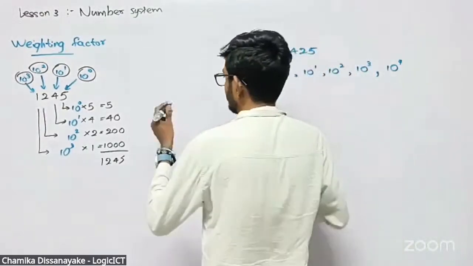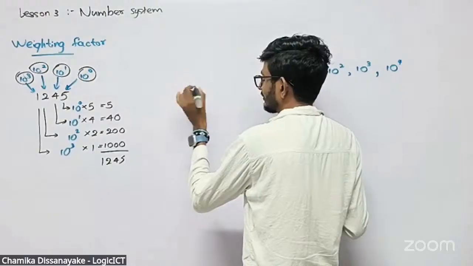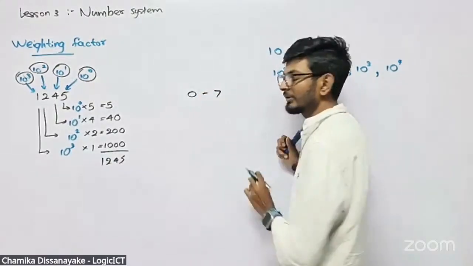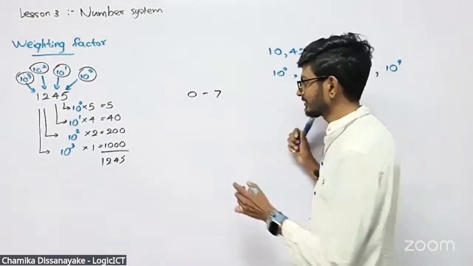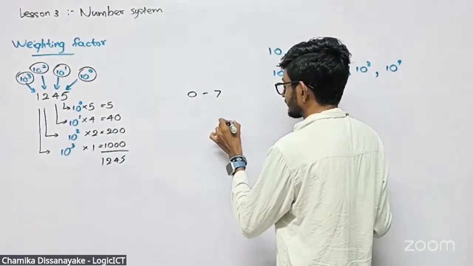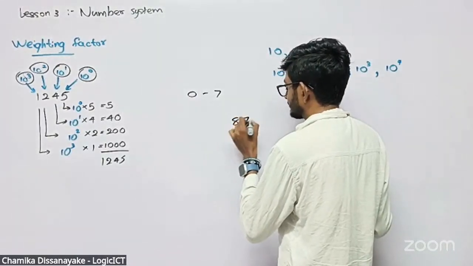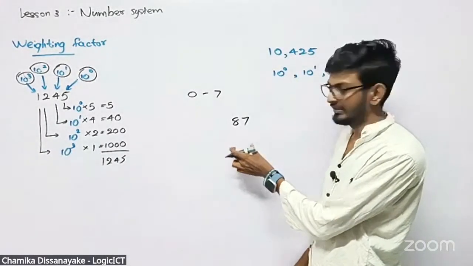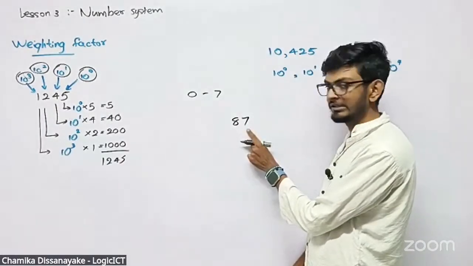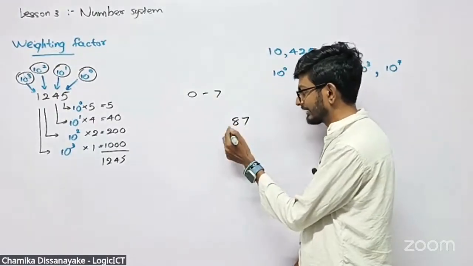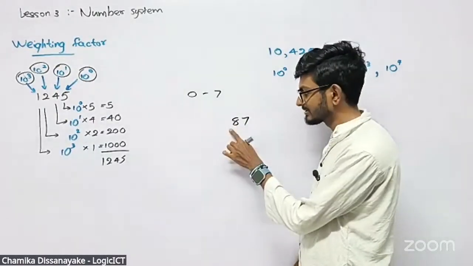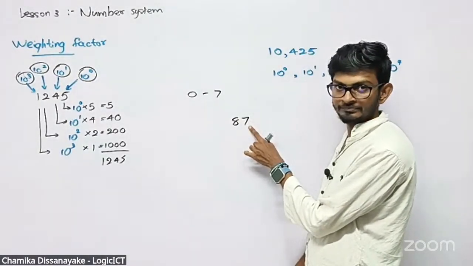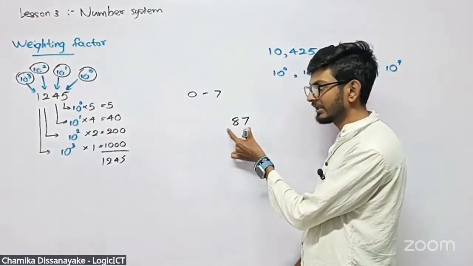When we come to the octal number system, you know what the symbols are? 0 to 7, guys. So if I write this kind of number, 87, can this be an octal number? I have written 8, the symbol of 8, and here I have written the symbol of 7. Can this be octal?